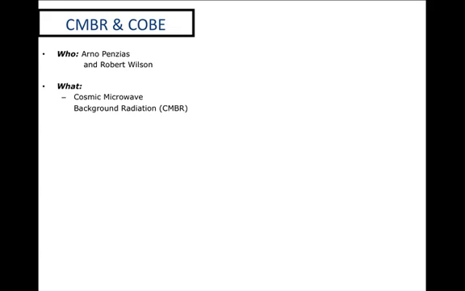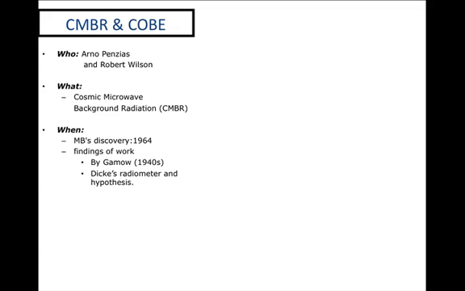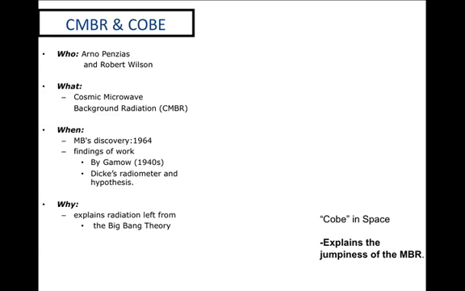Cosmic microwave background radiation, CMBR, and the COBE satellite. Arno Penzias and Robert Wilson discovered cosmic microwave background radiation in 1964 due to the findings of work by Gamow and Dicke's radiometer and hypothesis. Why? Because it explains radiation left from the Big Bang Theory.